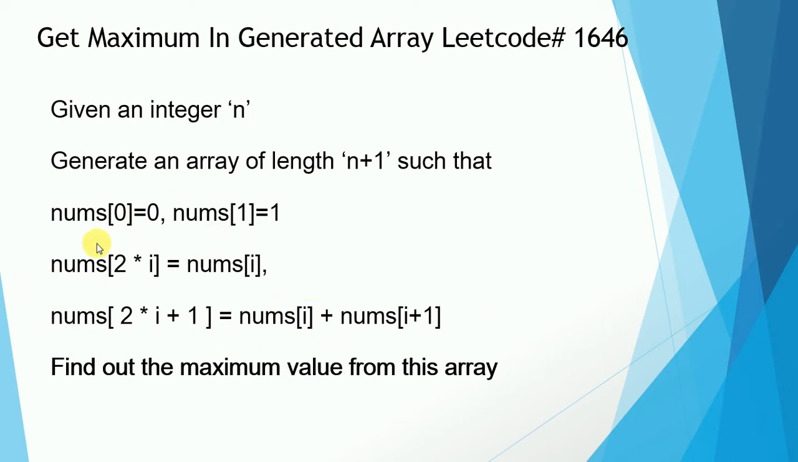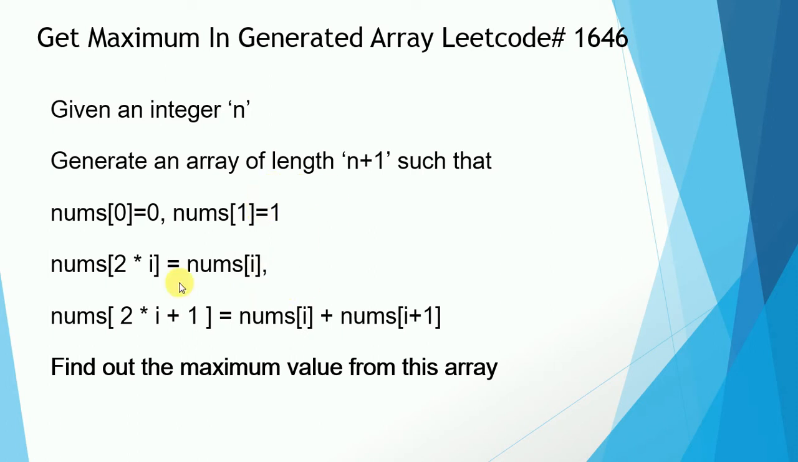So if I replace i by 1 in this particular formula, then the calculated index is going to come out as 2. So nums of 2 is going to be equal to nums of 1 because i is 1. So 2 multiplied by 1, although it is giving me 2, according to this formula, it is going to be equal to the value which is placed at nums of 1.